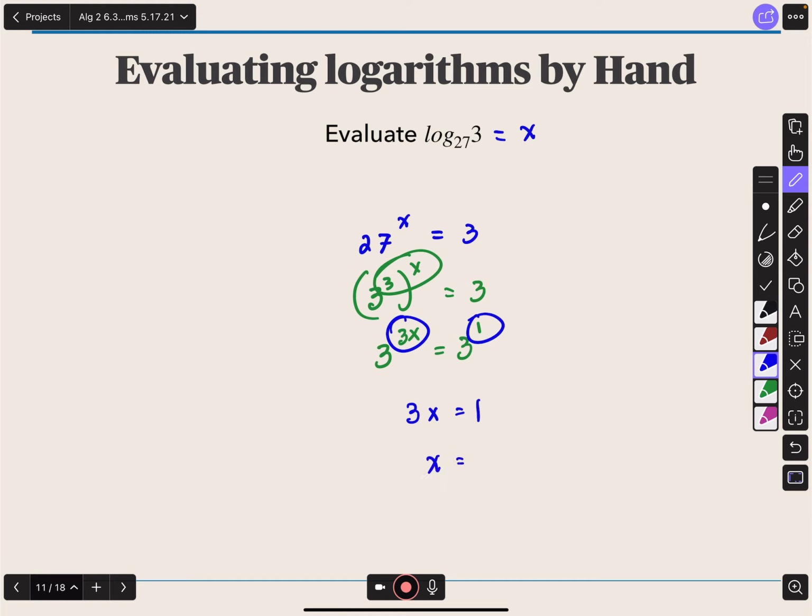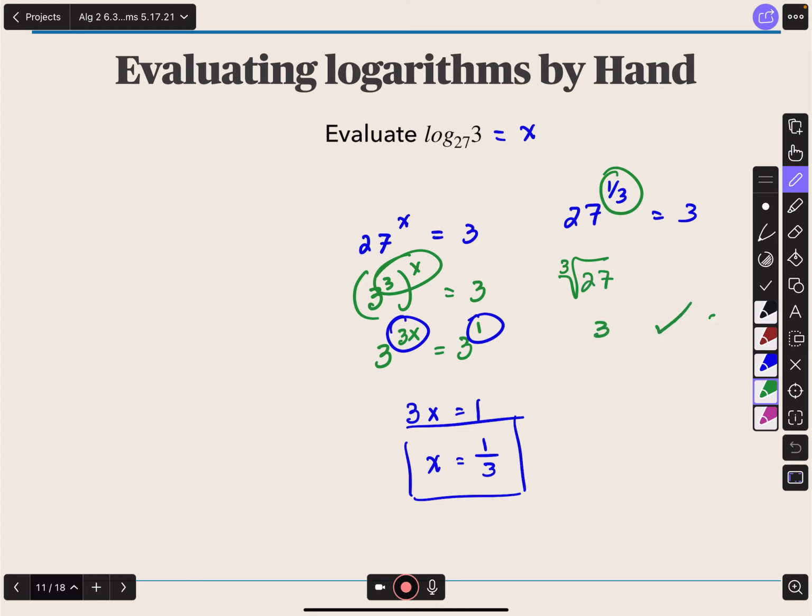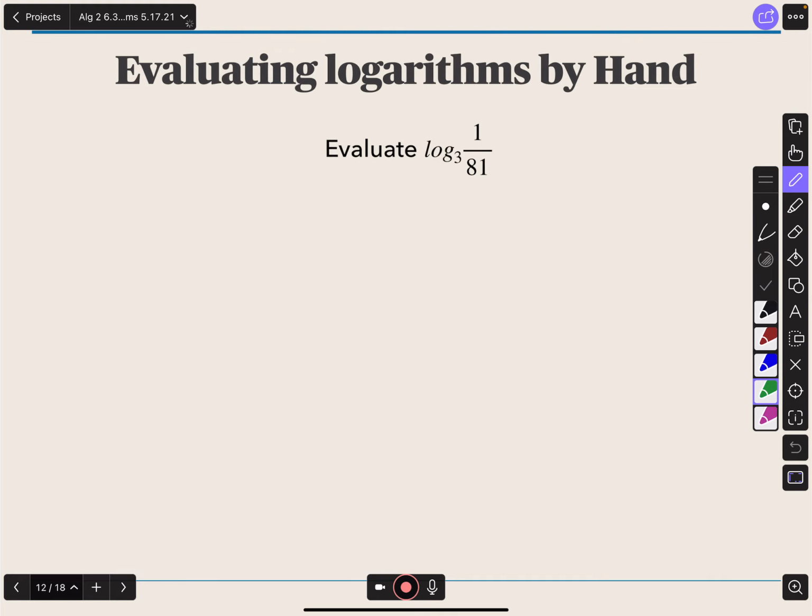I want you to see the fraction answer. And this. So the exponent of 1/3 on 27 must give you 3. And think about it for a minute. The 1/3 exponent means to cube root 27, and the cube root of 27 is 3. All right. We don't need to do this. Well, I'll do it real quick.